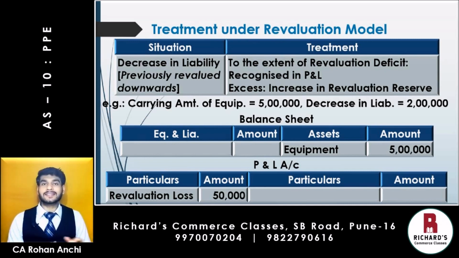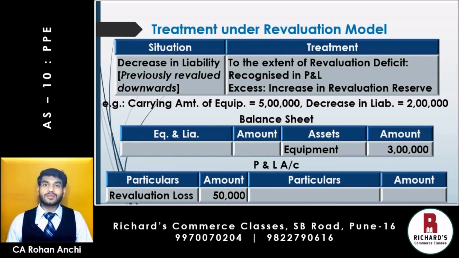But remember, this asset, the equipment, was revalued downwards earlier. So if you see, the profit and loss account shows a debit of revaluation loss to the extent of 50,000 rupees. This is the present scenario, and the decrease in liability is now 2 lakh rupees. So how do we account for that 2 lakh rupees? The new carrying amount of the equipment is going to change and will become 3 lakh rupees. That is 5 lakhs minus 2 lakhs, that was the decrease. So the carrying amount has become 3 lakhs.